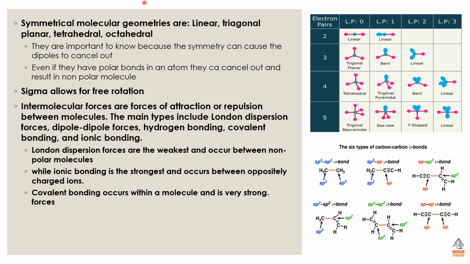Then you have covalent bonding, which occurs within a molecule and includes the sharing of electrons between the atoms. This type of bonding is really strong and requires a lot of energy to break. Lastly, we have ionic bonding, and it's the strongest out of them all. It happens between a positively charged ion and a negatively charged one. This type of bonding is found in ionic compounds such as salts, and they have a crystalline structure.